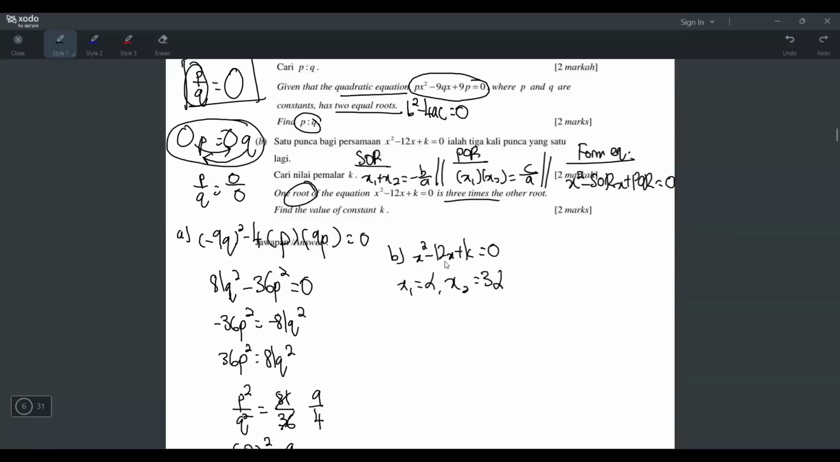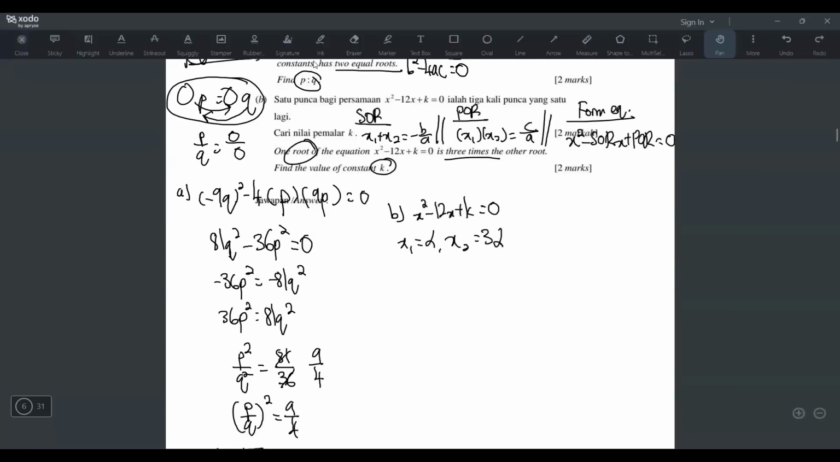So just use whatever. You want to use lambda also can, beta also can, or the alphabet M also can, like whatever. Okay, but I'll use alpha. Okay, now they say find the value of K. So yeah, you can use SOPO, right? Okay, I don't think I'll be using this formula. This formula is only used when they ask us to form an equation.